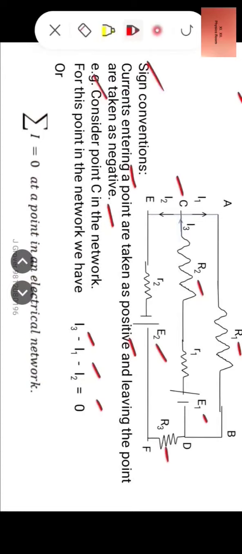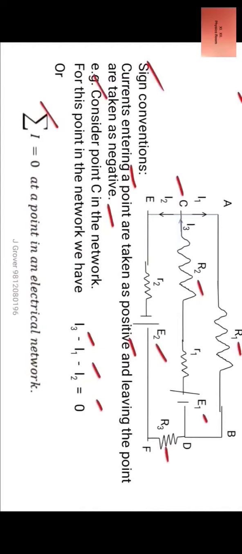Or in a simplified form, we can write summation I equal to 0 at a point in an electrical network. So this is how we write the current equation for a particular point, as we have written here for the point C: I3 minus I1 minus I2 equal to 0.